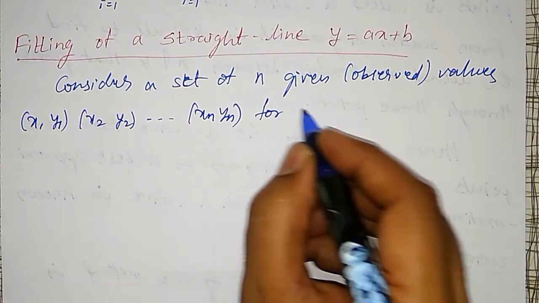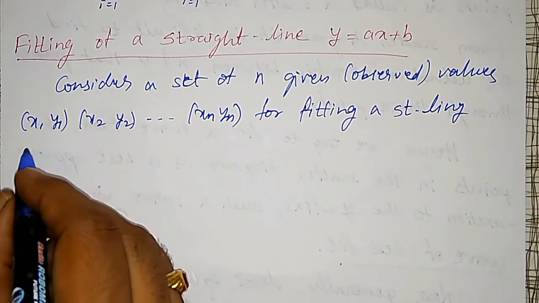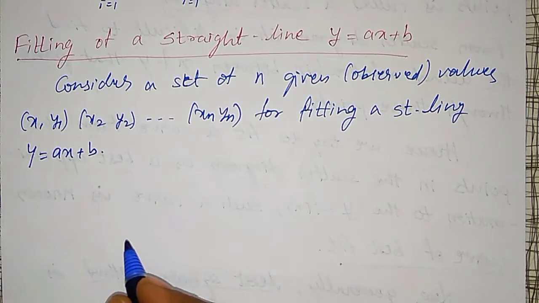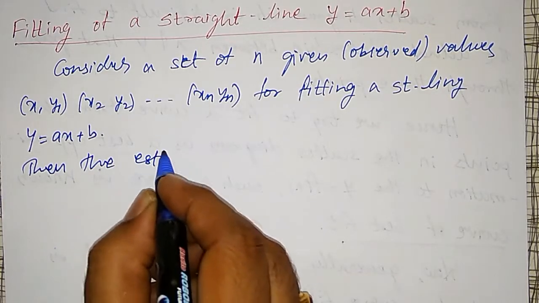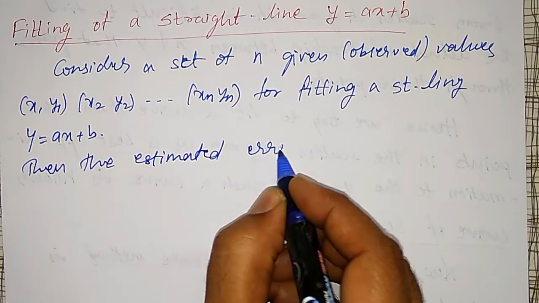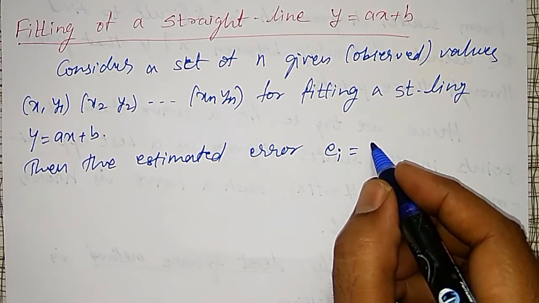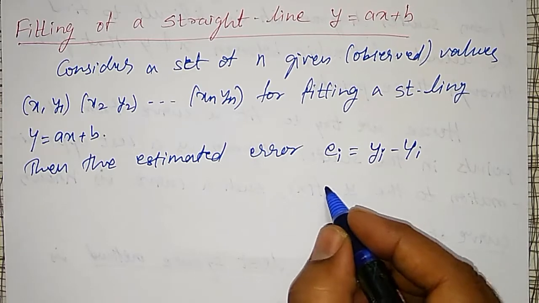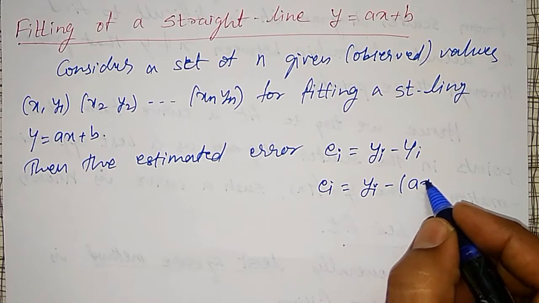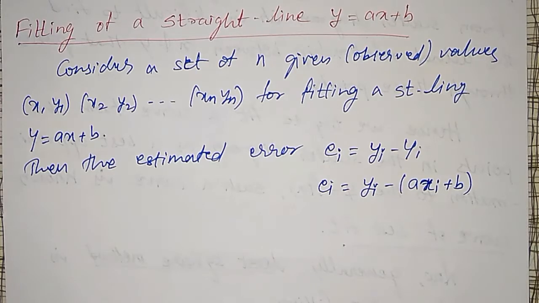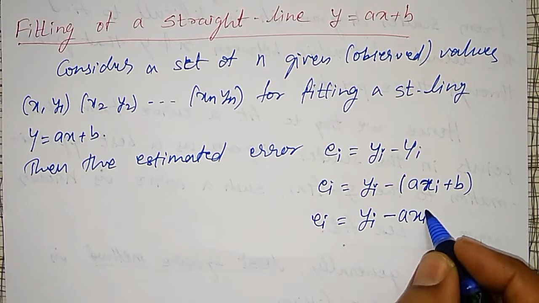For fitting a straight line, say y equal to ax plus b, the estimated error, I will call ei, is nothing but yi minus capital Yi, that is ei equal to yi minus (axi plus b) is the error, or ei equal to yi minus axi minus b.